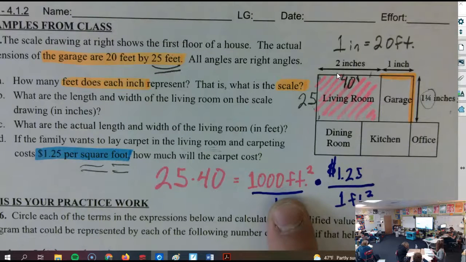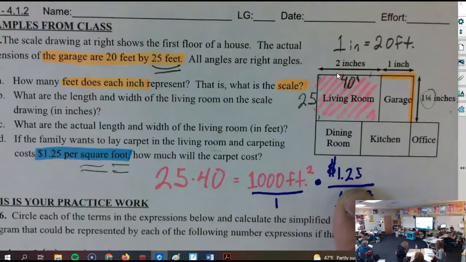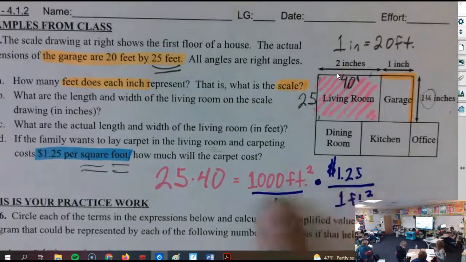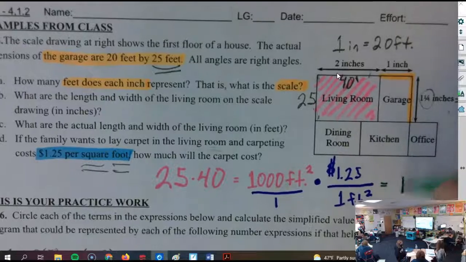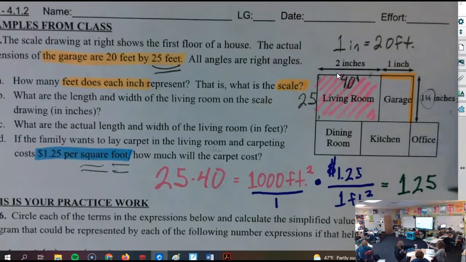But we got to convert. Times $1.25, we really just move the decimal. What do we have to pay for this carpet? $1,250 for just the living room.